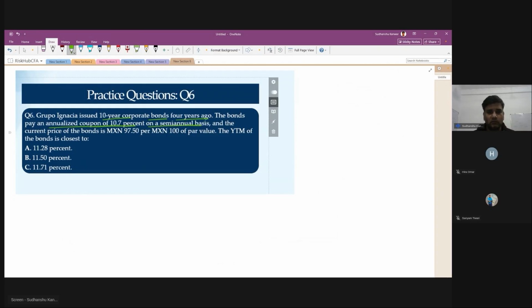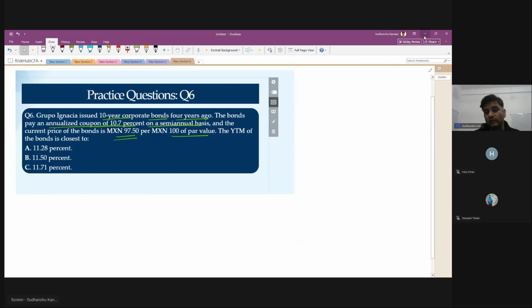And the current price of the bond is 97.50 per 100, right? The YTM of the bond, right? Very interesting question, because now we have been told to calculate the YTM. So again, YTM, I told you, whenever you see a YTM question, the first thing that should come to your mind is that it has to be solved by calculator. I can't solve it by my equations, right?